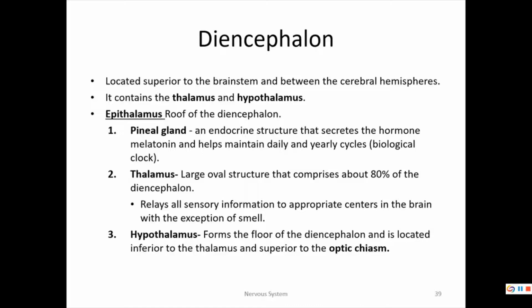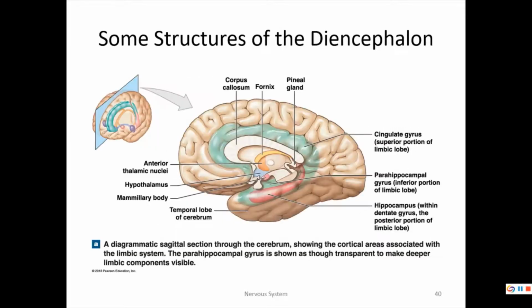The hypothalamus is the floor of the diencephalon. What we want to associate with this is that it's just above the optic chiasm where the optic nerves cross. It's located inferior to the thalamus. So here you can see your corpus callosum. Below that we have our hypothalamus, our thalamus, and our pineal gland back here. Our pineal gland makes melatonin.